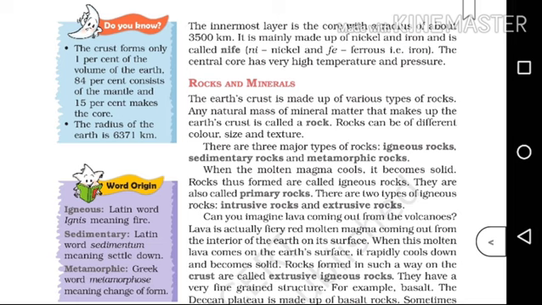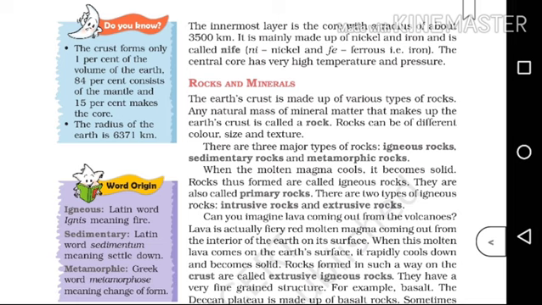Okay, and it is made up of nickel and iron. Therefore, it is also known as NIFE: Ni for nickel and Fe for ferrous. Ferrous means iron. Okay, so the innermost layer is the core. It's of 3,500 kilometers of radius, and it is also known as NIFE as it is made up of nickel and iron. Okay, the central core has very high temperature and pressure.